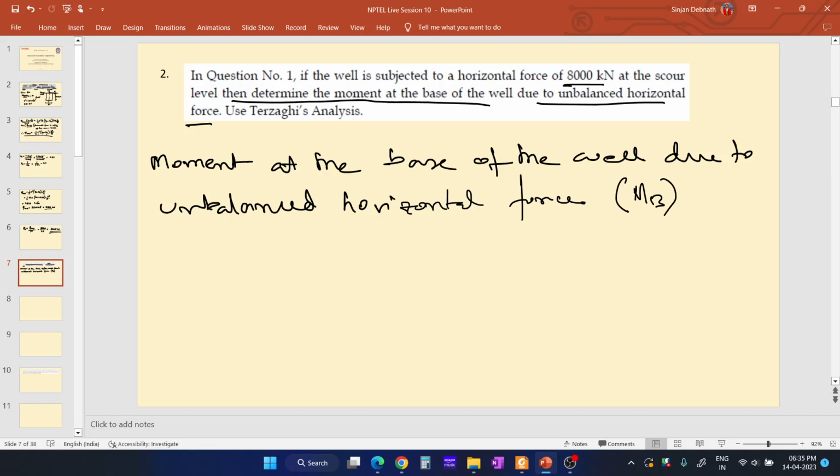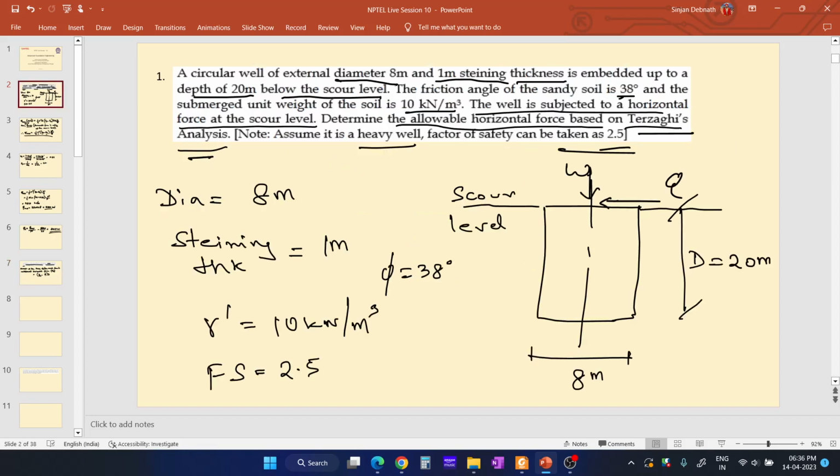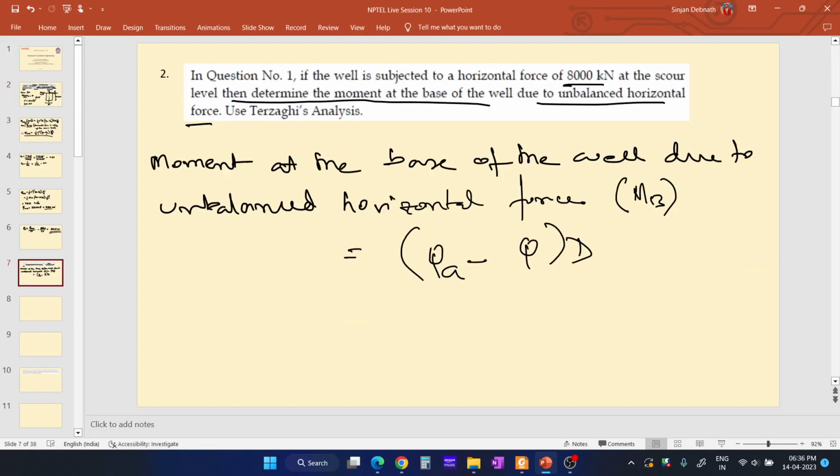It is equal to Q allowable minus Q, that is the current load that is acting, which is 8,000 kilonewton, into D, that is the embedded depth of the well. In the first question, it is embedded up to a depth of 20 meter below the scour level. So D is around 20 meter.